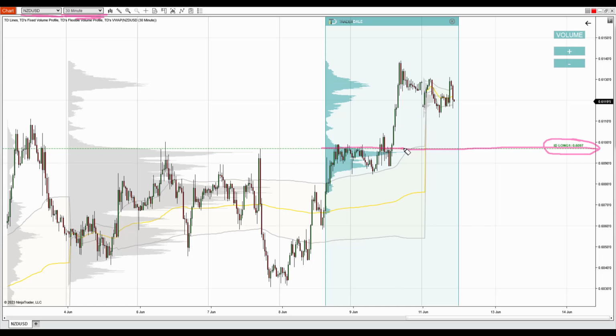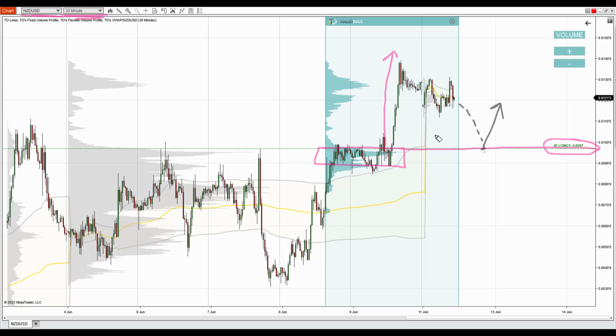First step with this setup is finding a rotation where heavy volumes were accumulated, and afterwards from that rotation you need to see strong and aggressive trend activity like in here. As you can see, there were heavy volumes accumulated within this rotation, and this strong and aggressive buying activity is telling us that those were strong buyers who are accumulating the long positions here, and then they pushed and manipulated the price upwards.